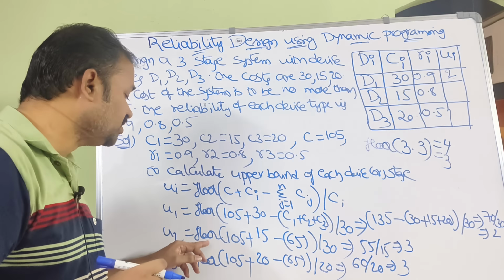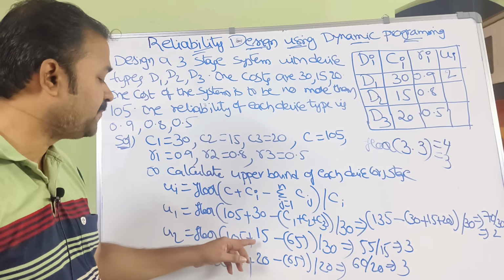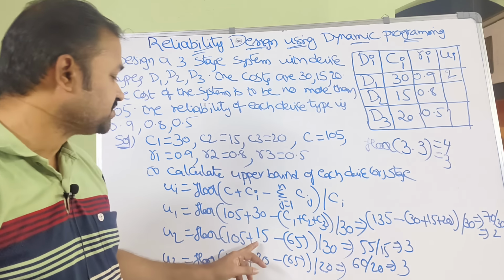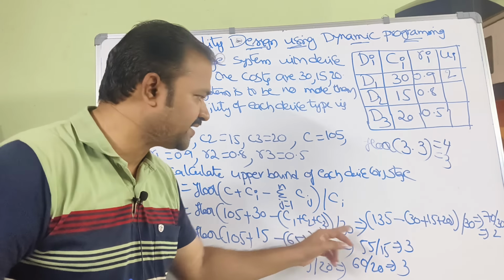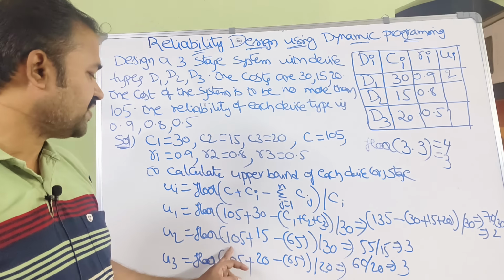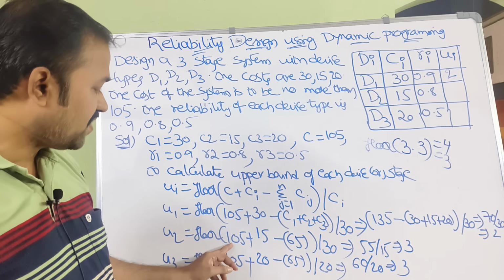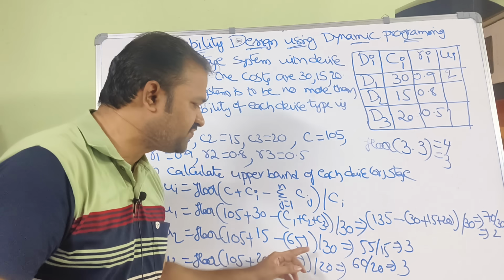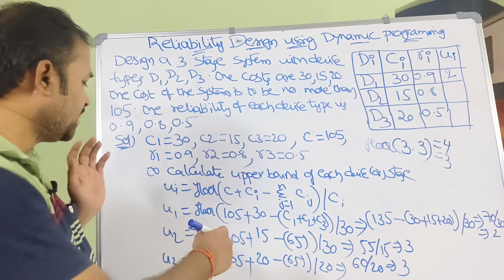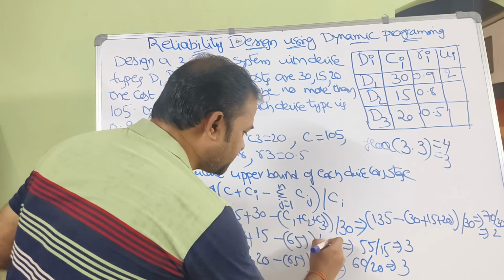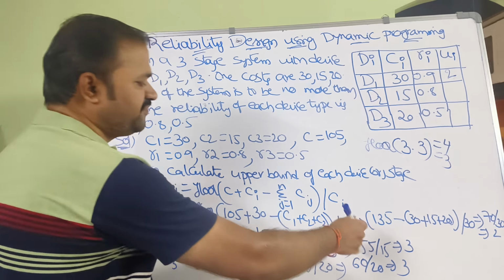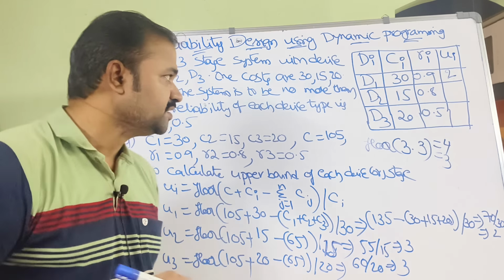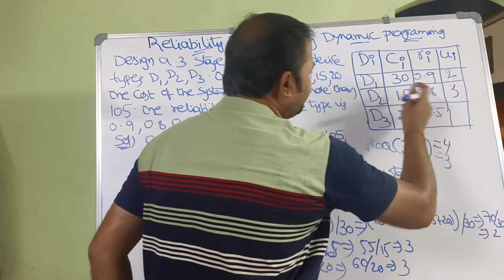Likewise, calculate U2. U2 equals floor of 105 plus the cost of the second device, which is 15, minus the same summation, 65. 105 plus 15 means 120. So 120 minus 65 means 55. 55 by the cost of the second device, 15, gives 3 point something. Floor gives 3. So maximum we can maintain 3 copies of device 2.